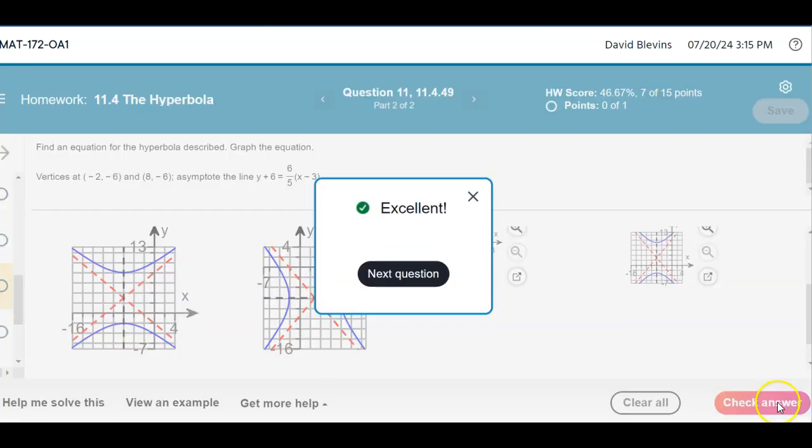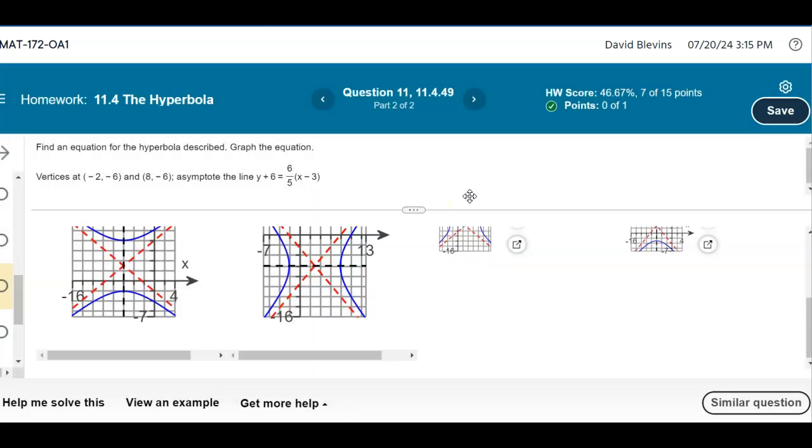That's our graph. We just want to make sure that we are getting that center in the right spot and opening in the right direction. Again, it needs to open left and right, so it has to match up with that. But once we have the center in the right spot, and once we have the graph opening in the right direction, left and right versus up and down, we've got our graph.